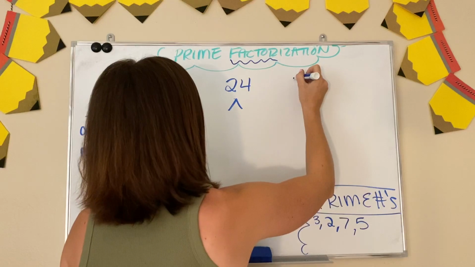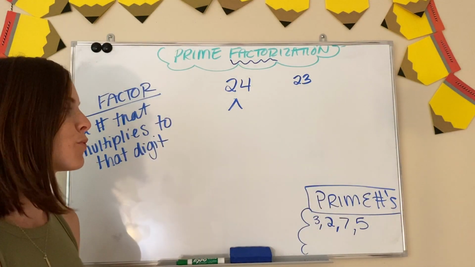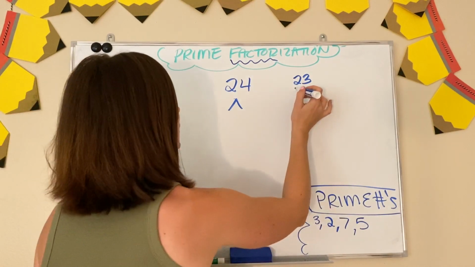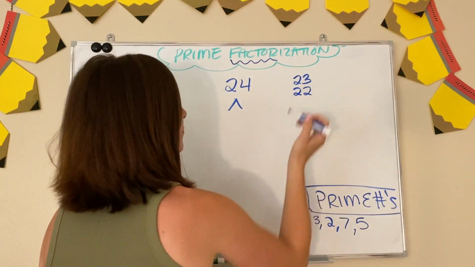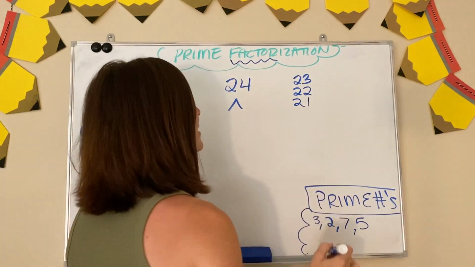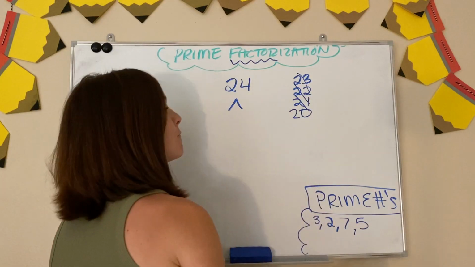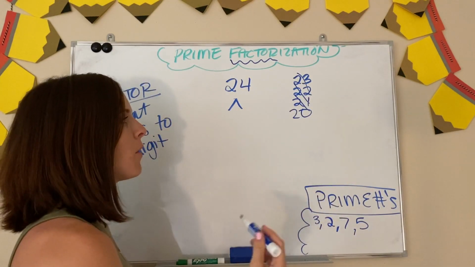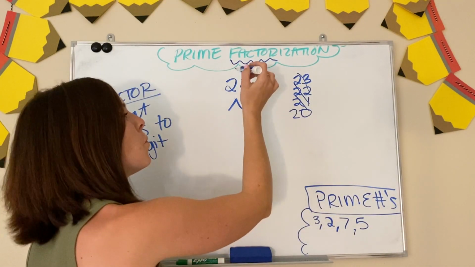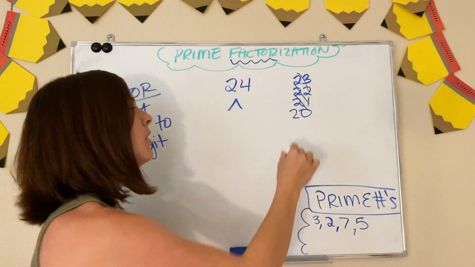So after 24 is 23. Well, 23 times 2 is 46. That's way too high. So let's do 22. 22 times 2 is 44. Let's try 21. No, no, no. 20 times 2 is 40. So see how I'm going through this? 40 is way bigger than 24. So you know I need to go way down.